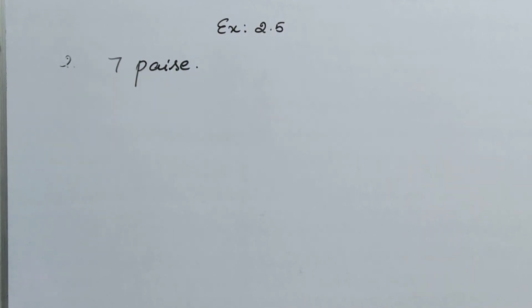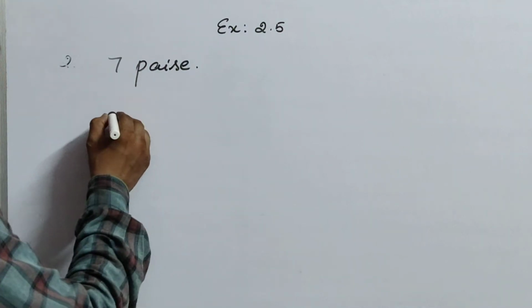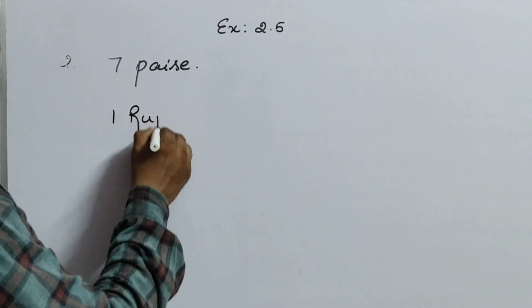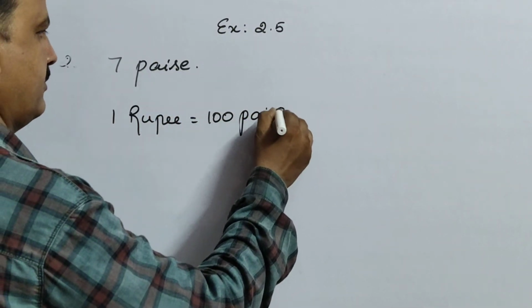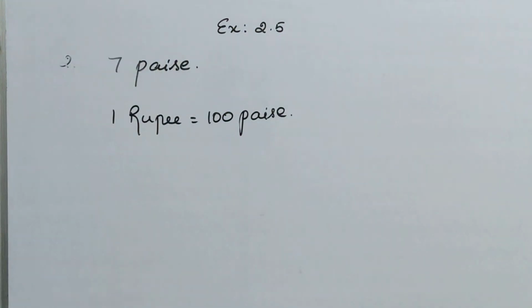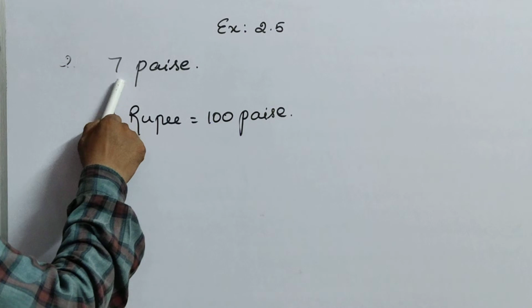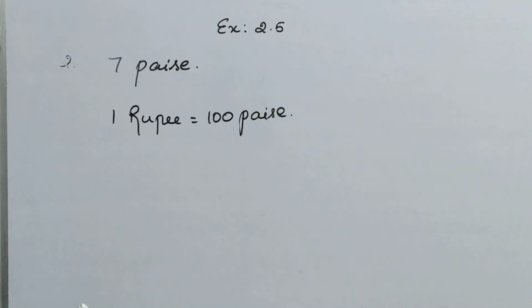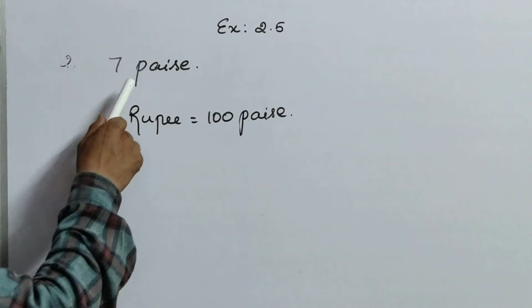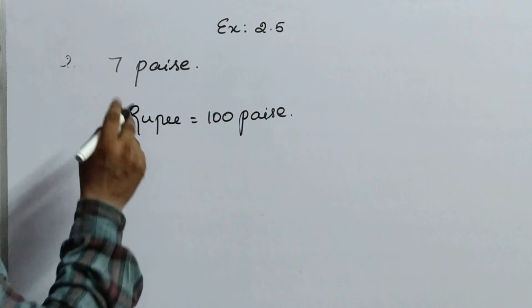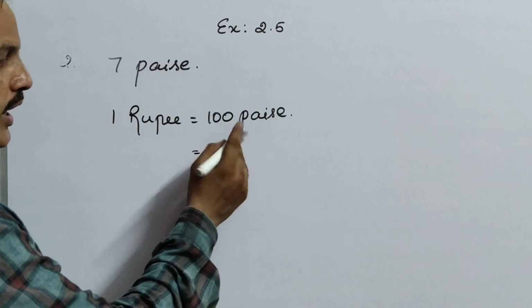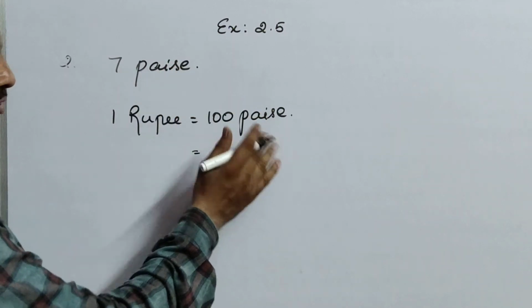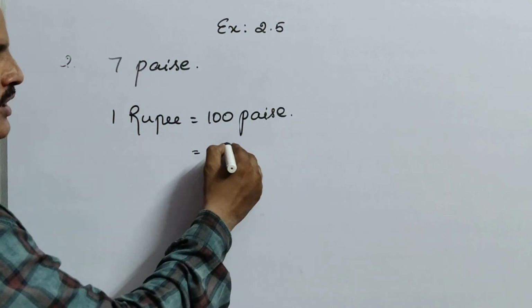Okay children, what is the question now? 7 paisa. As I told you, 1 rupee equals 100 paisa. Here the question is 7 paisa, and we have to convert it into decimal. They asked for rupees in decimal, so first convert the 7 paisa into rupees. I am writing on the paisa side because it is given as 7 paisa.